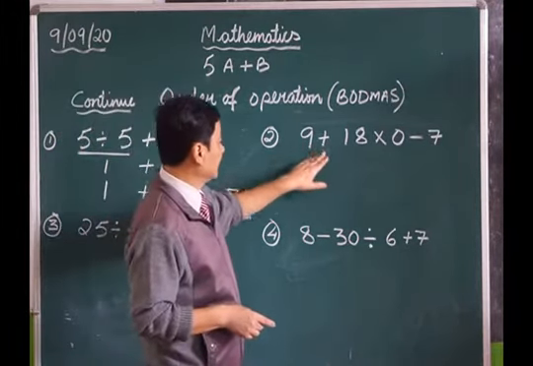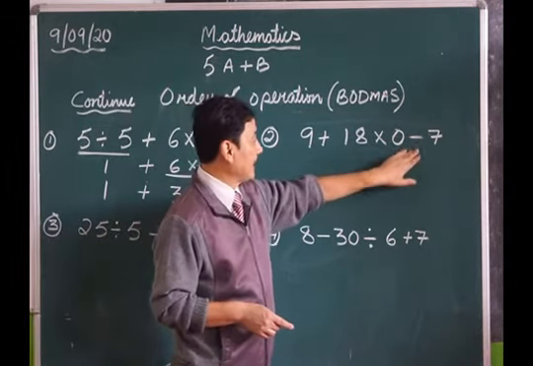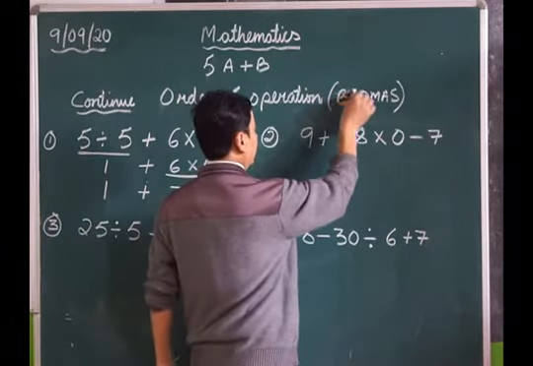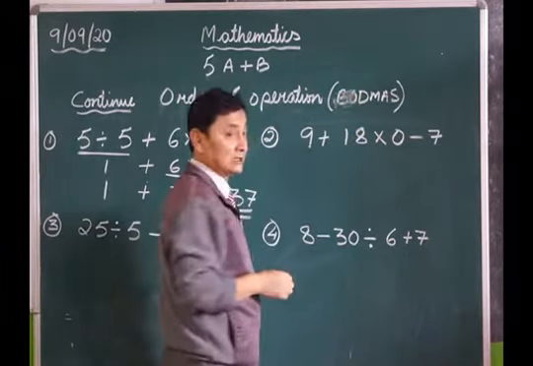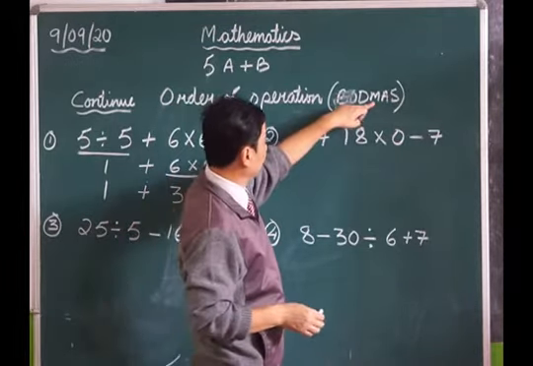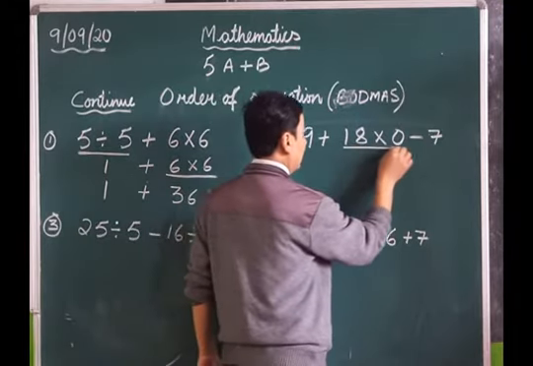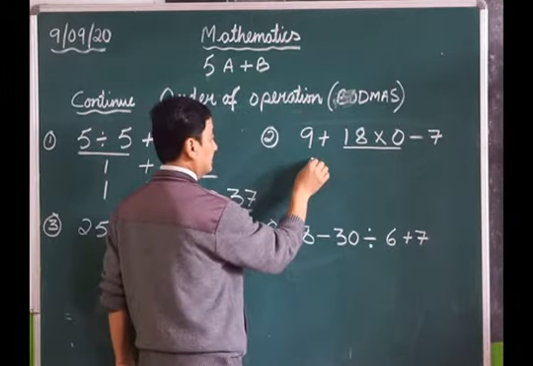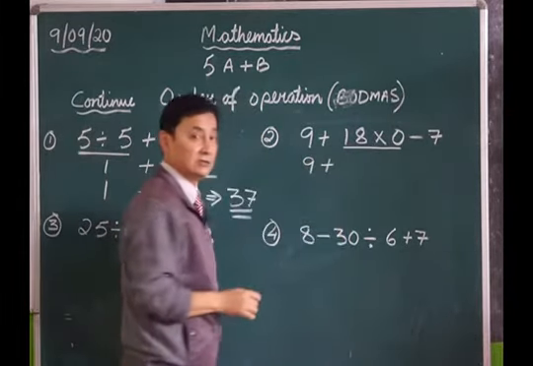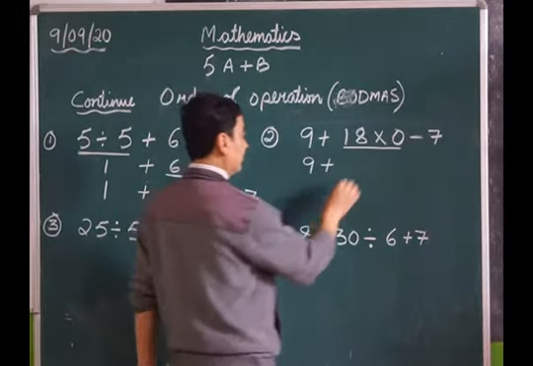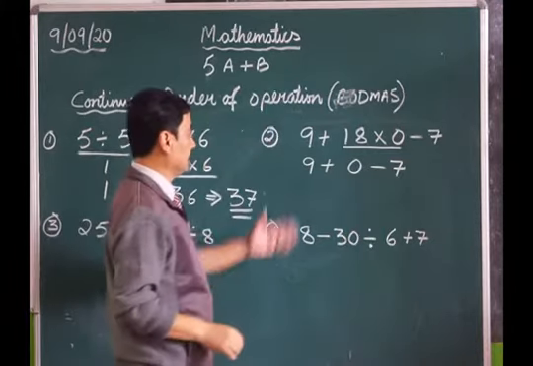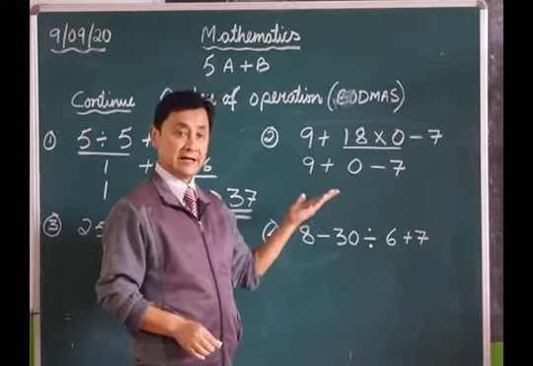Now we have 9 plus 18 into 0 minus 7. So what is the first step? Let's forget about BO. Let's do it BODMAS, or DMAS. Okay? So division, is there division? No. Multiplication, yes, there is multiplication. Underline this. Others write the same numbers. 9 plus, stop. 18 into 0, 18 zeros are 0. Minus 7. 9 plus 0, 9.